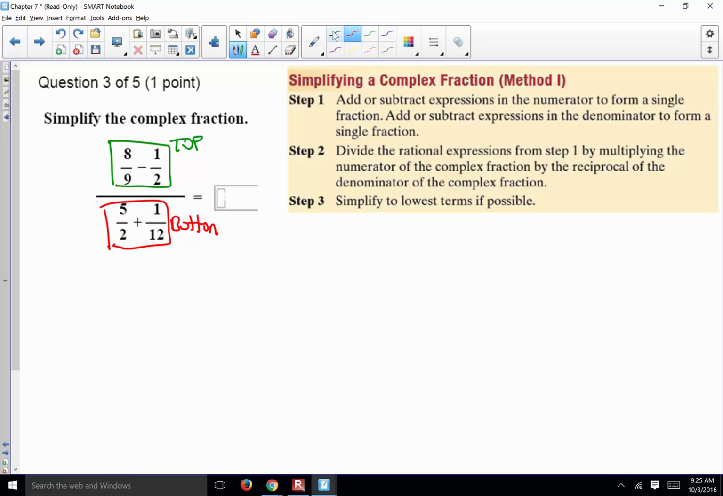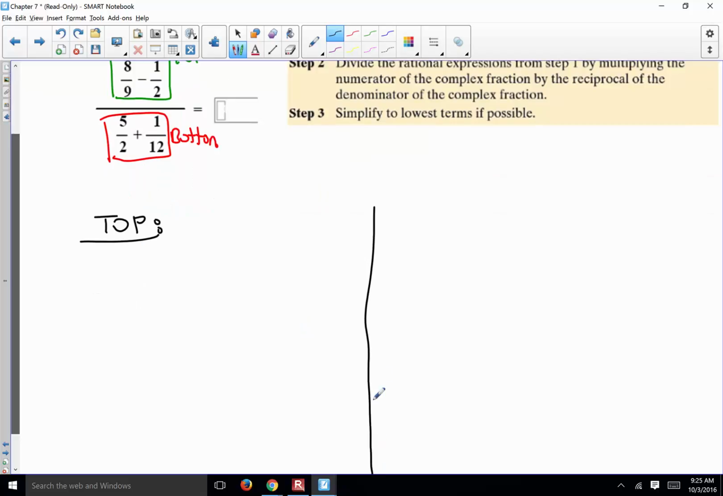Fine, I'm okay with that. But for beginners, please, I want you to literally separate top to the left and bottom to the right, and combine those fractions into a single fraction.